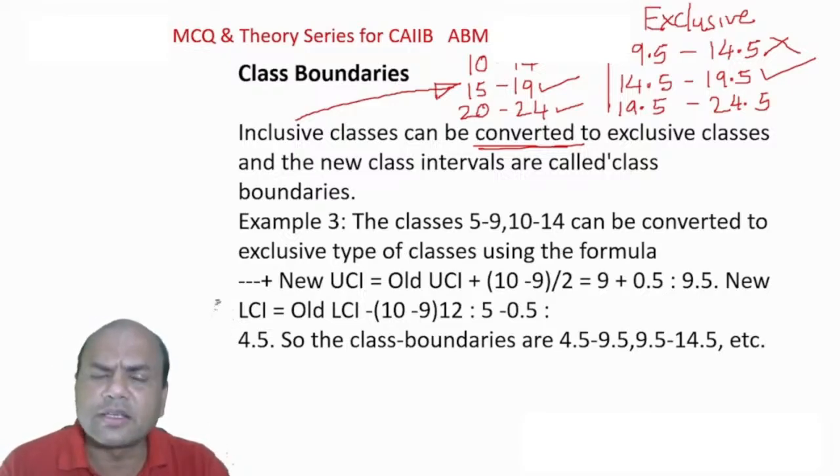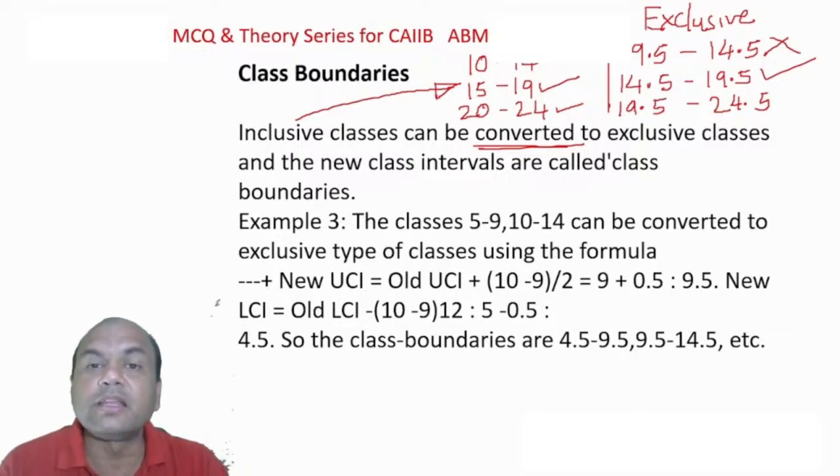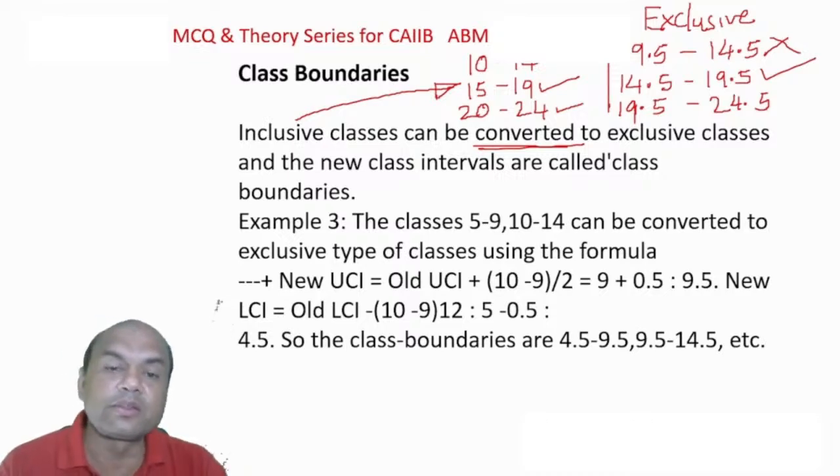So in this case, generally what we follow in your CAIIB is that any number which is on the boundary will always be included in the next class. Means 14.5, I'll be including it over here. 19.5, I'll be including it over here. So that is the meaning of exclusive and inclusive.